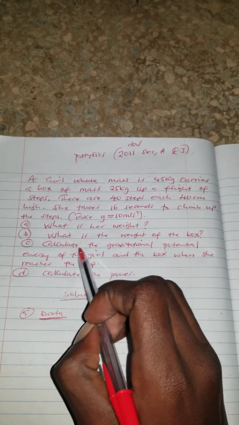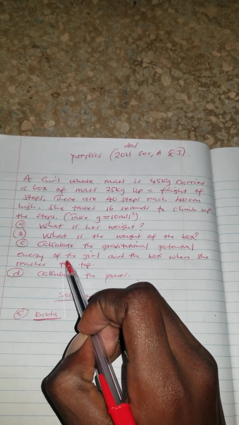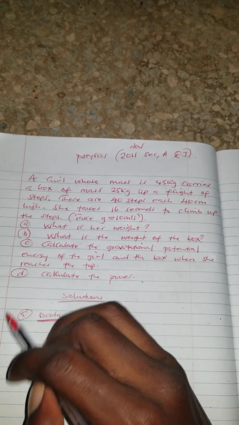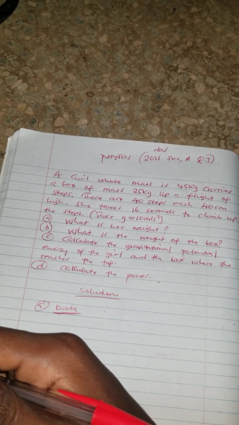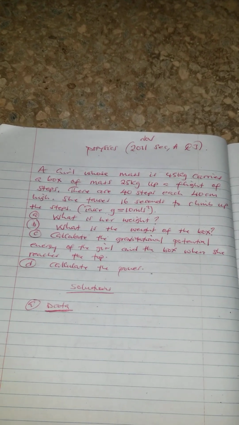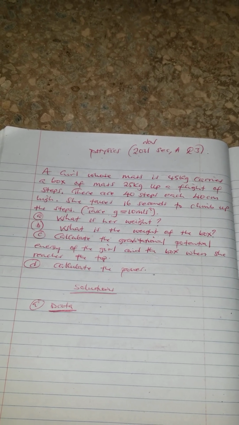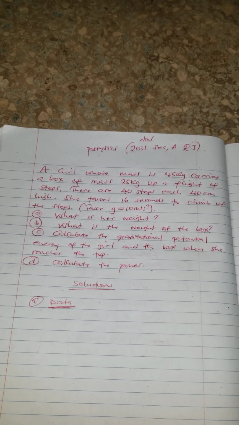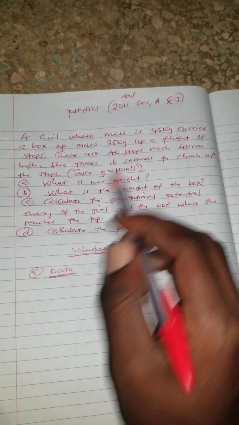On C, they're asking us to calculate the gravitational potential energy of the girl and the box when she reaches the top. D, they're asking us to calculate the power. Here we need to understand how we can obtain the weight of an object, find the gravitational potential energy, and calculate power. Before we answer, we first gather the data that we have in this question.